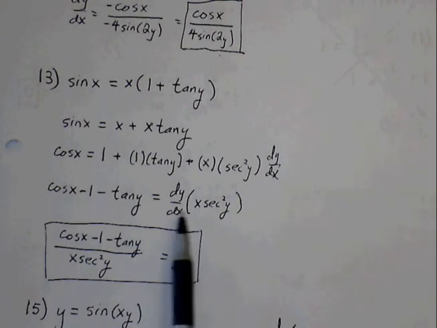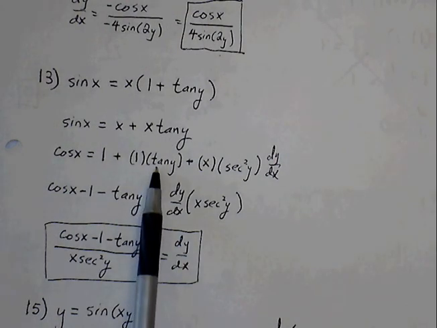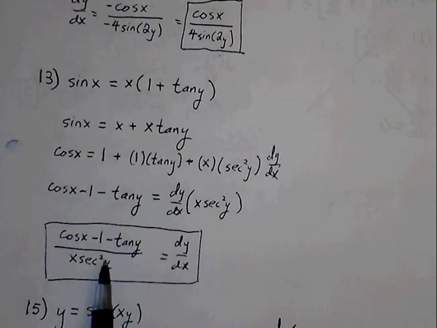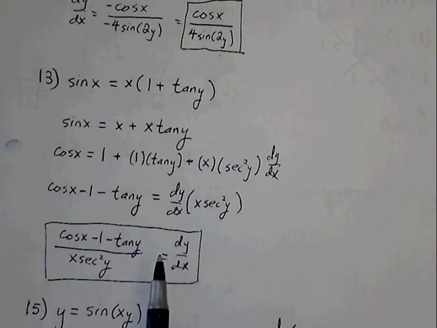I'm going to leave this on the right side. There's already a positive value. So subtract 1 tangent y to the left side. And finally, solve for dy dx. Divide both sides by x secant squared of y.